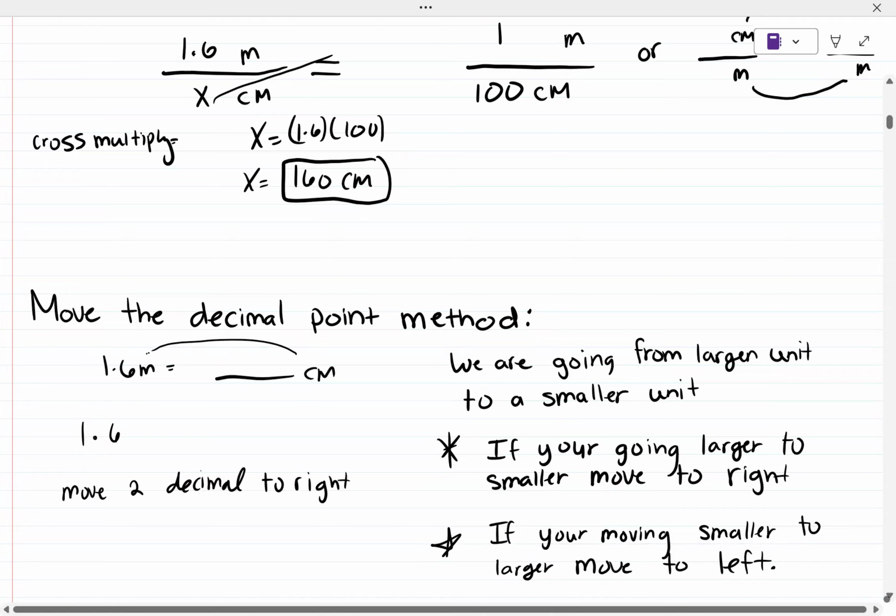Why are we moving it two decimals to the right? Because we know that 1 meter is 100 centimeters. See how there's two zeros? That means we're going to move it two places to the right. So go ahead and move this decimal two places to the right. So that'd be 1, 2. So that's going to be 160 centimeters. Okay.